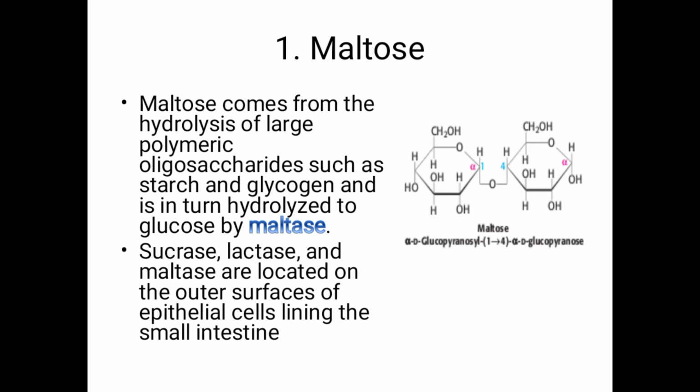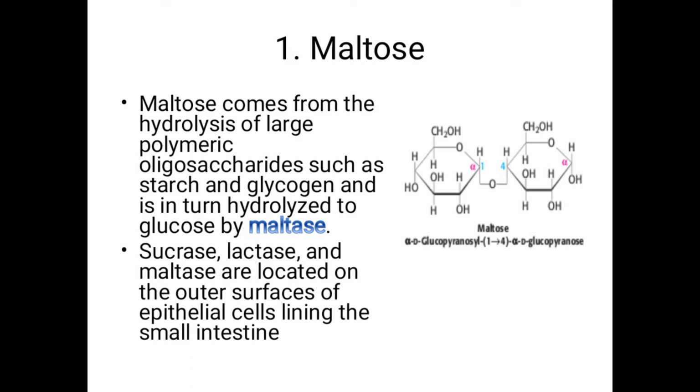If you consider these slides, it consists of two points. Maltose comes from the hydrolysis of large polymeric oligosaccharides or polysaccharides such as starch and glycogen, and it is then hydrolyzed to glucose by maltase. Maltose is a hydrolyzed product of starch, and we know that starch is a polysaccharide. So whenever starch undergoes hydrolysis, it gives maltose, which further results in the formation of glucose by enzymes such as maltase.